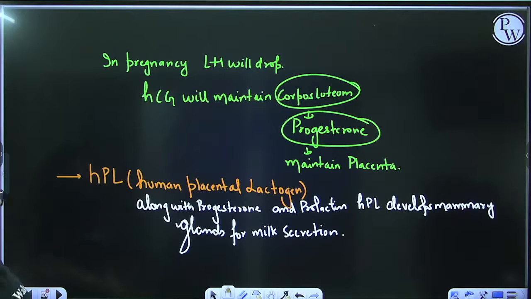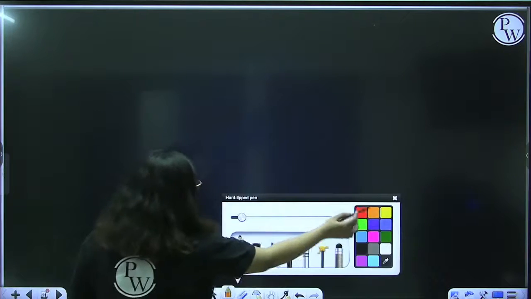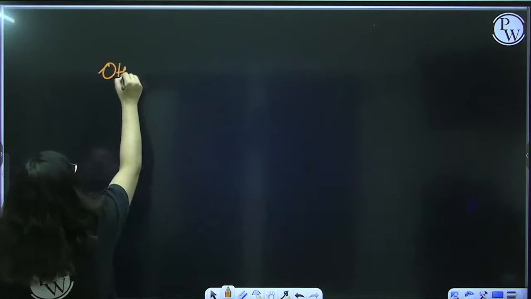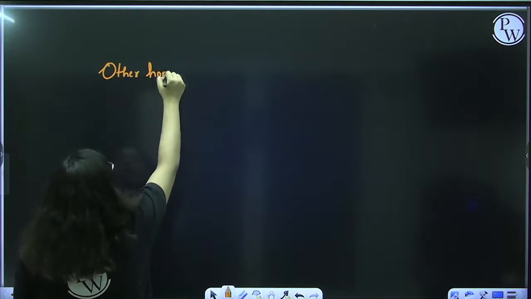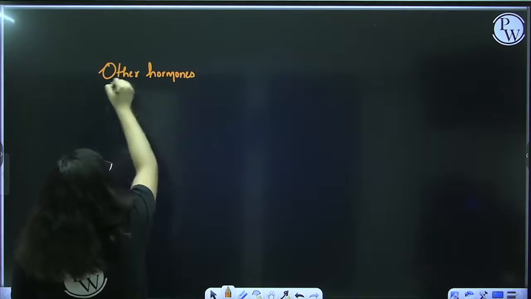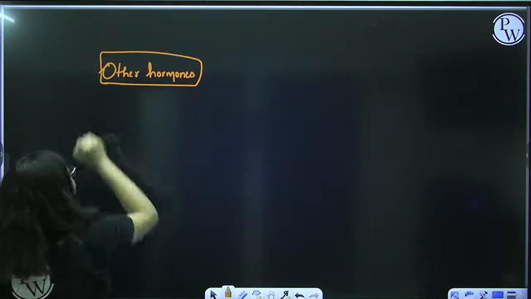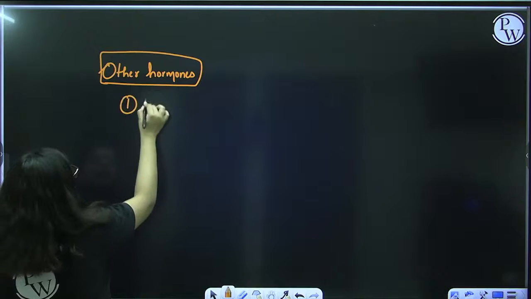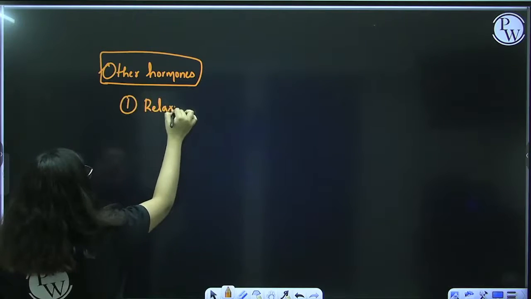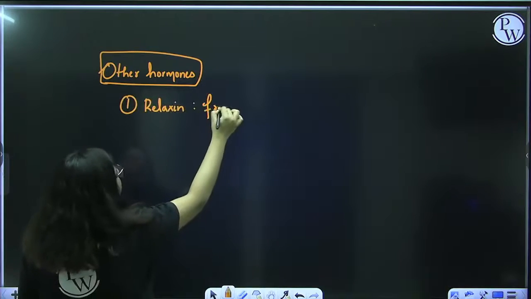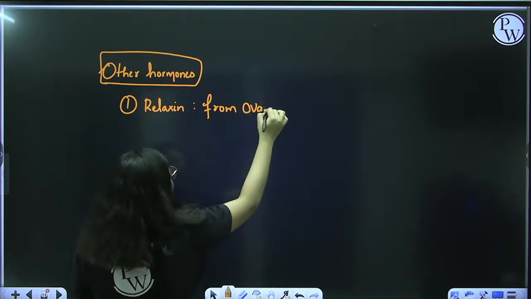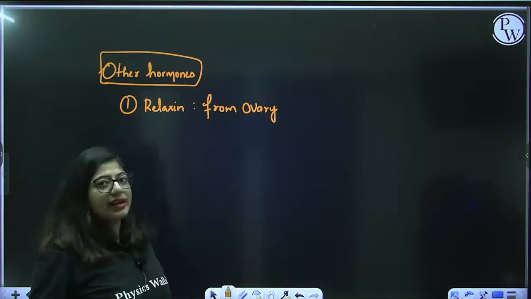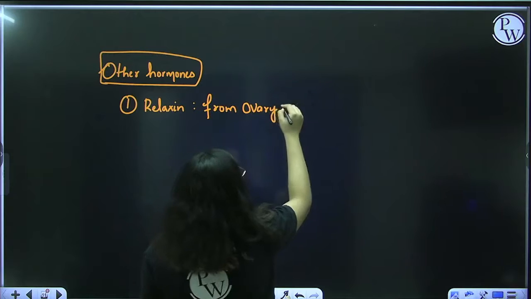Now, what are the other hormones? Let me also introduce those. These hormones are very important in pregnancy, but they are not secreted by the placenta. For example, we have first the hormone relaxin. Relaxin comes from the ovary. So who or what thing in the ovary secretes the relaxin? Corpus luteum.